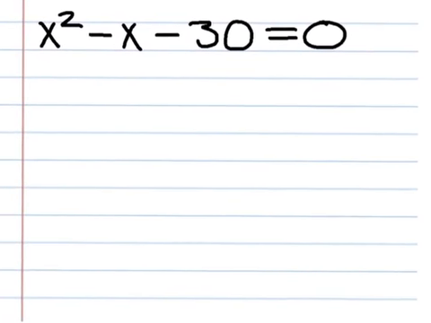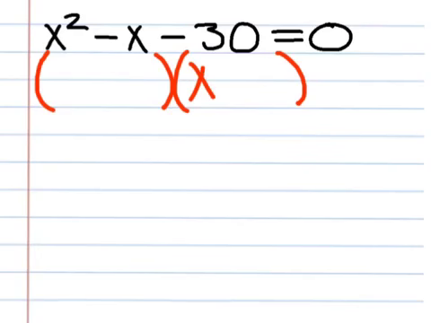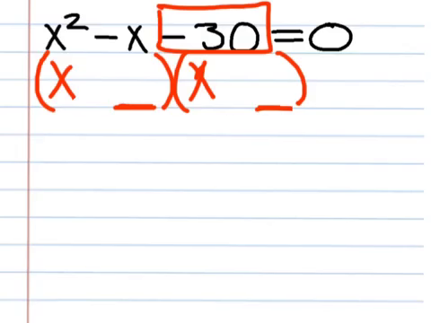Okay, for example 1, we have x squared minus x minus 30. We want to find the factors, the two things that we can multiply together to get x squared minus x minus 30. It's going to be x plus or minus something times x plus or minus something. We need to find out what these two numbers are. We're going to look at our last number, our -30. We need to find our factors of -30. What two things can we multiply together to get -30?